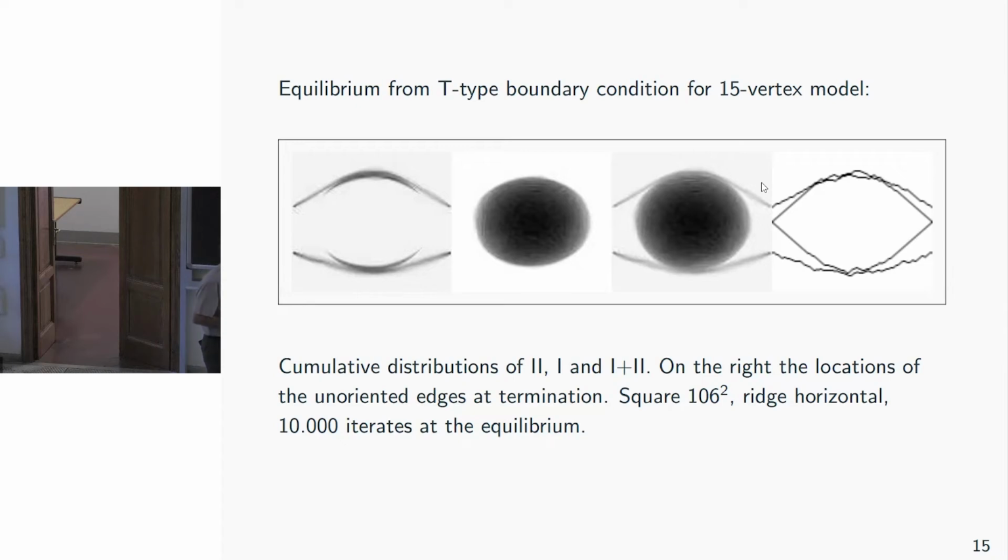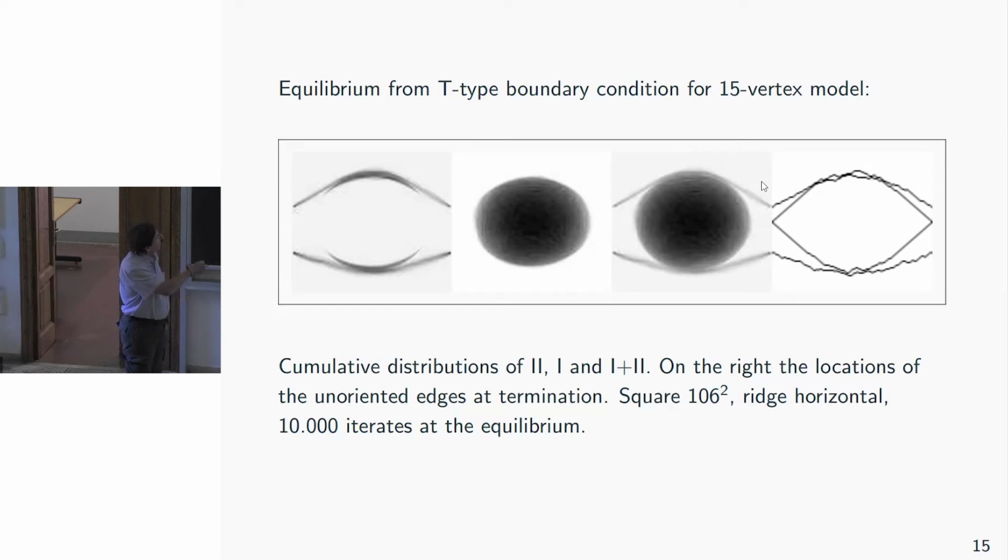No, the ribbons are individual paths of unoriented edges. It's a sequence of unoriented edges that goes from one side to the other one. It doesn't have any width. Originally, there are two of them next to each other. And then because of the dynamics, they start sort of sliding down the ridge roof, one to one side and the other one to the other side.